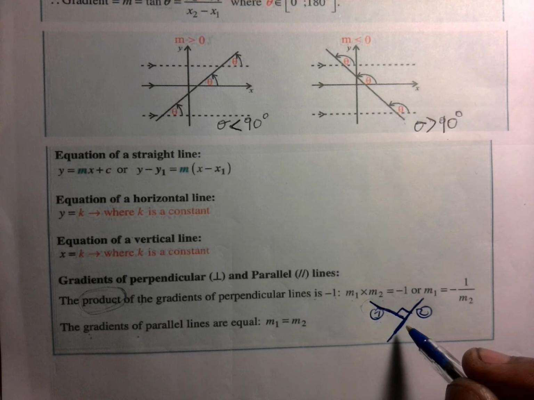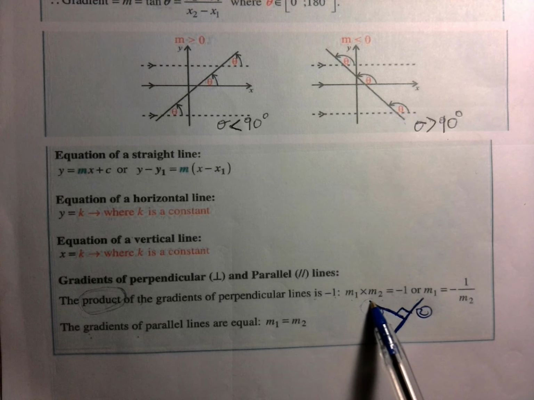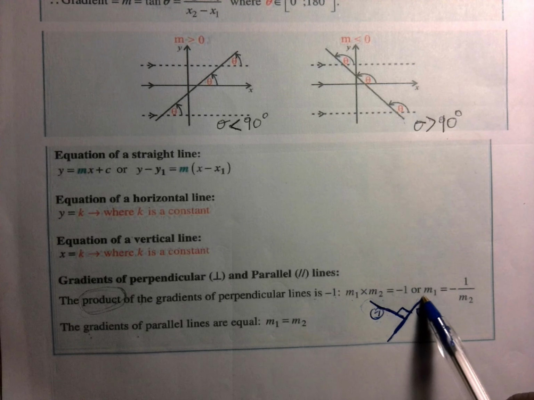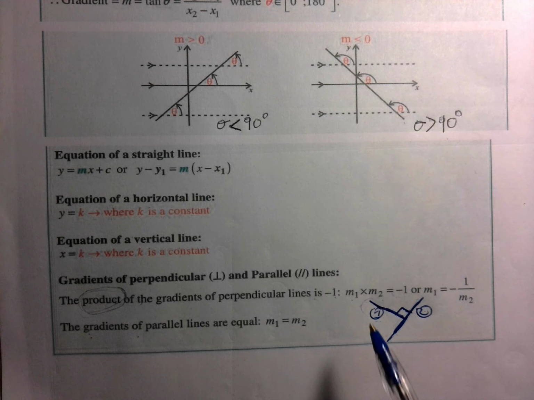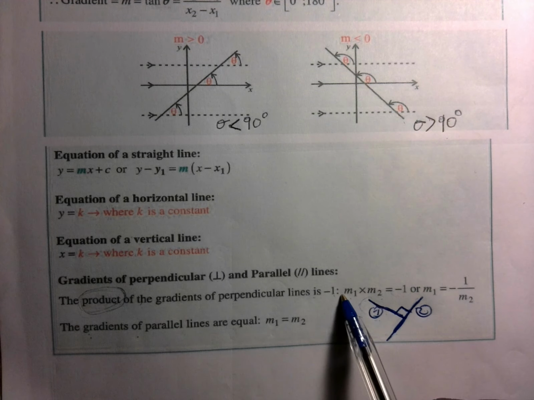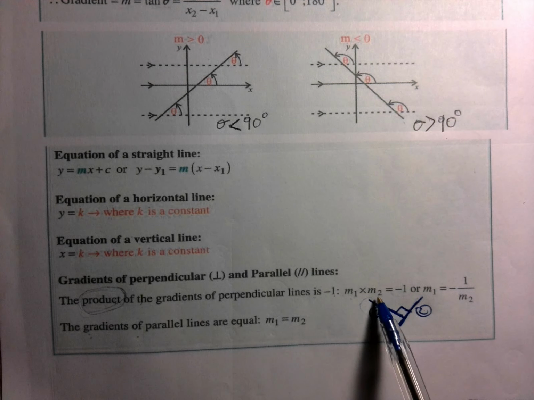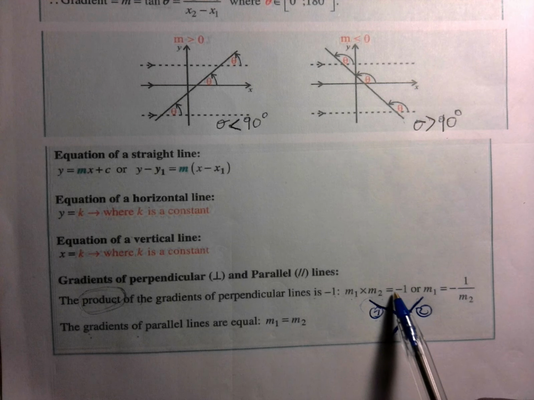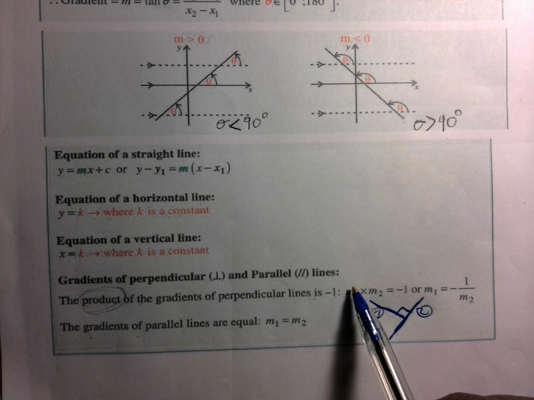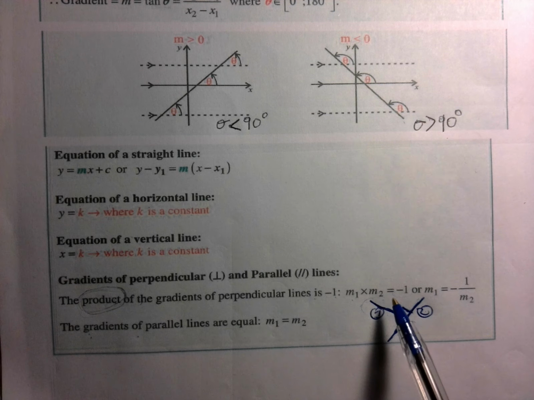For example, we can have the gradient of this line, and the gradient of this line can be unknown. So we can use this relationship to find the gradient of line 2, since we know this one. We substitute the gradients m1, m2, and we say this is equal to -1. We can only use this relationship provided that the two lines are perpendicular to each other, and then we can solve for this gradient m2.